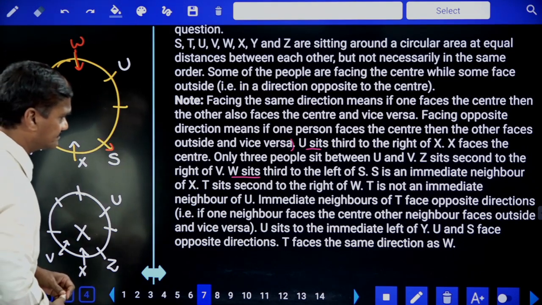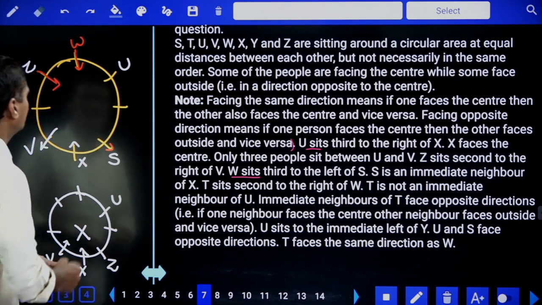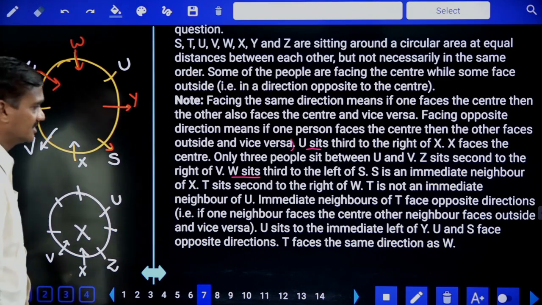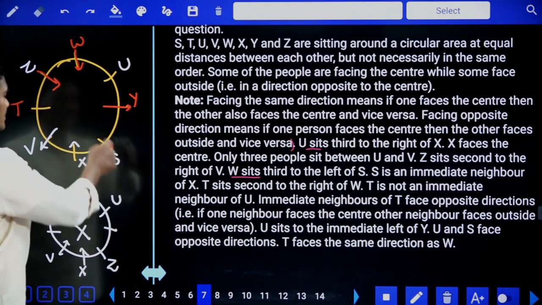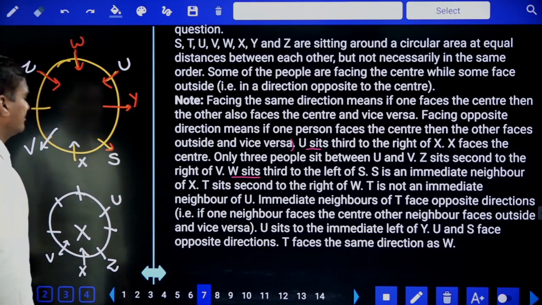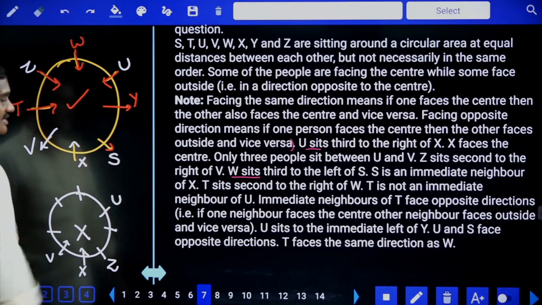And next one, U sits to the immediate left of Y. U is to the immediate left of Y, so Y is here. Immediate left, so Y will be away from the center. U and S face opposite. S is away, so U must be towards the center. T and W same direction. T and W are center, T is also center. Now this is the final arrangement we have.